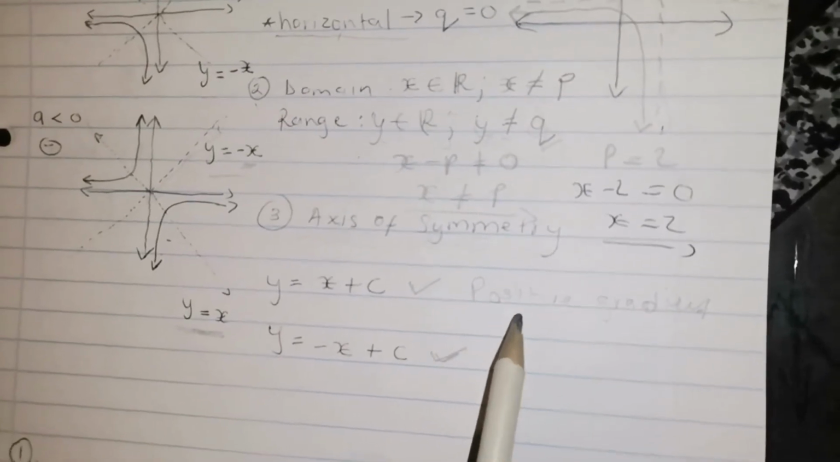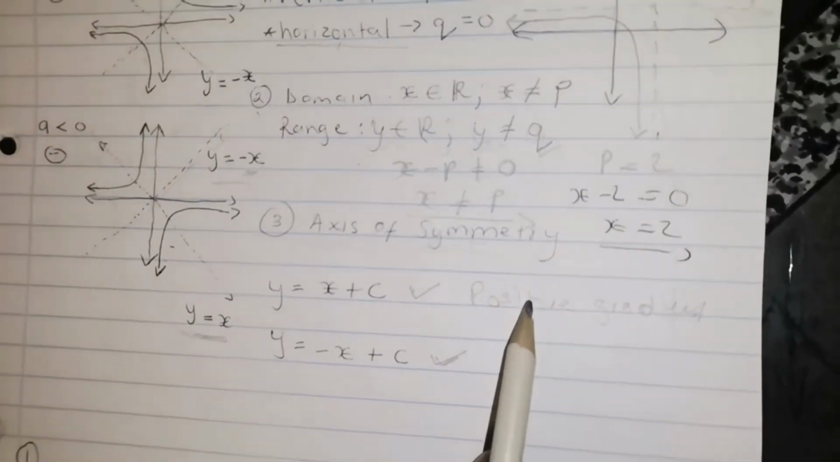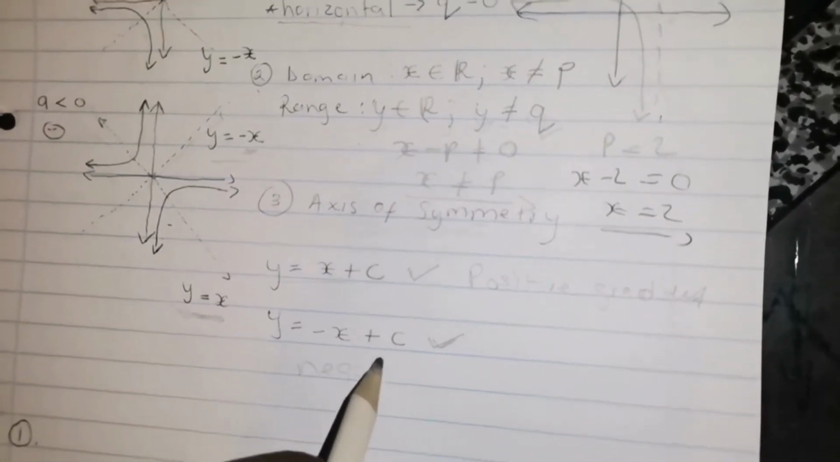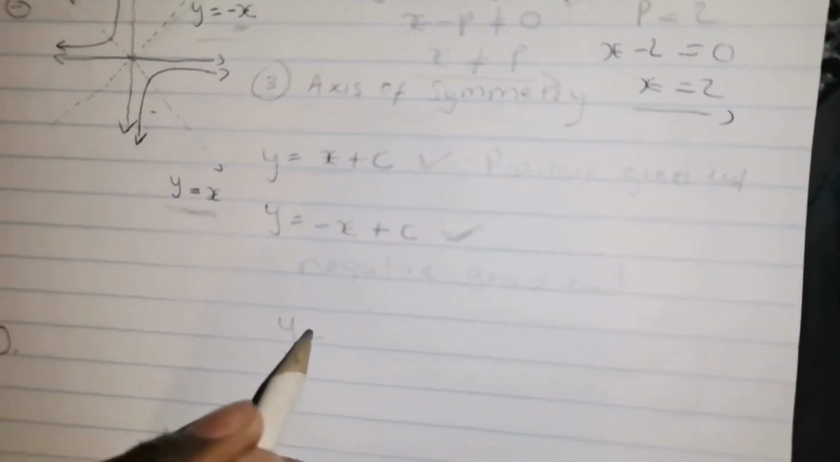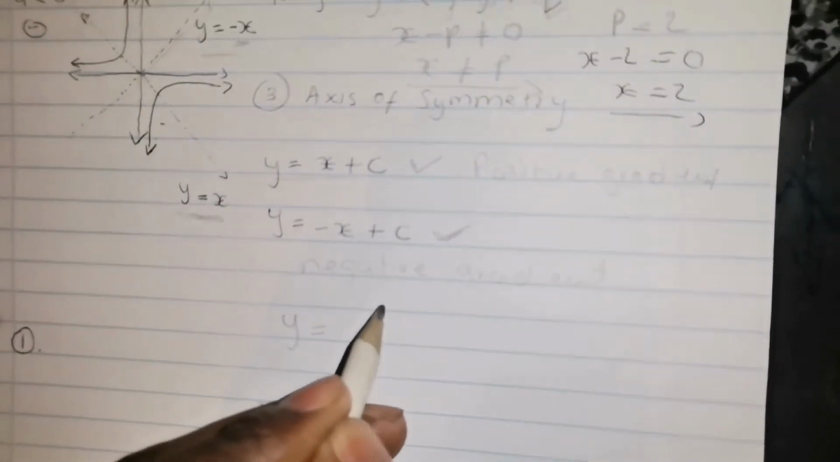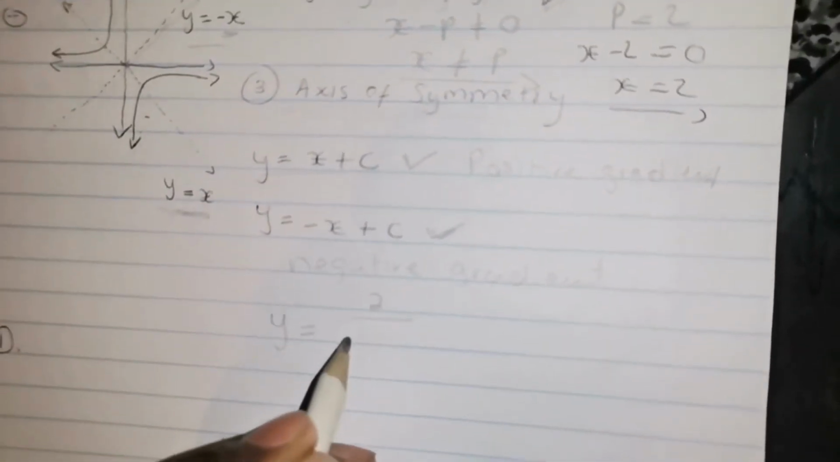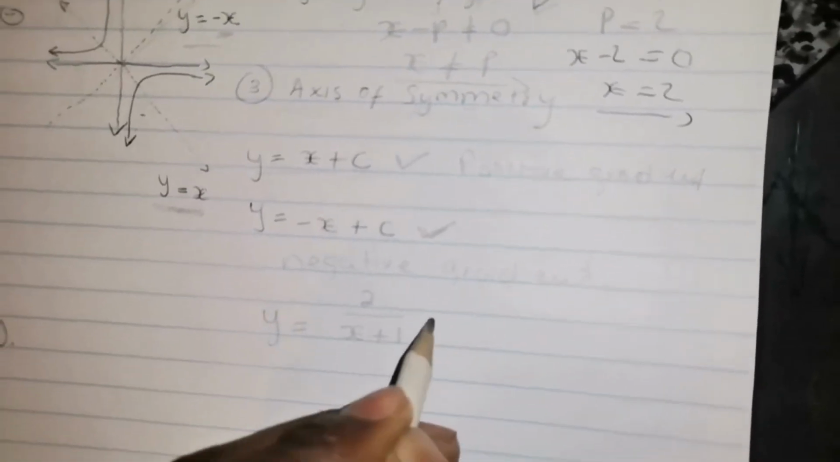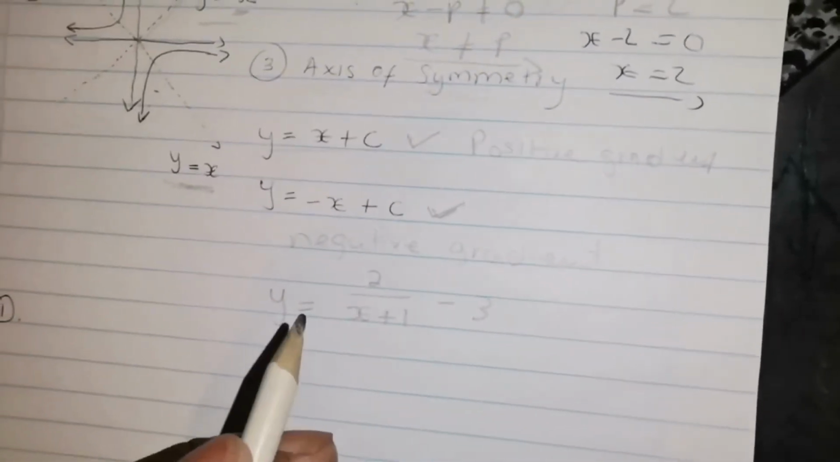When you want to determine the axis of symmetry that is positive, you use the positive gradient. For the negative gradient, you apply this equation. How do you apply it? Perhaps you have y equals 2 over x plus 1, minus 3. Then to determine the equations of the axes of symmetry, both positive and negative.